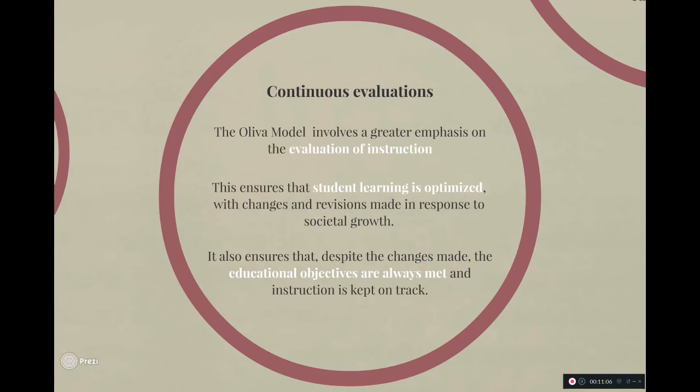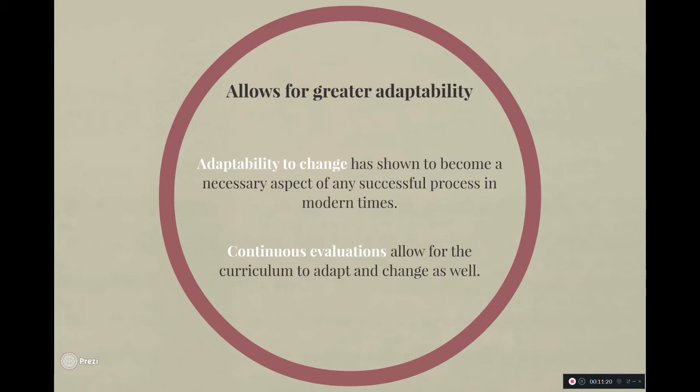It also ensures that, despite the changes in instruction employed to address different communities and ages, the educational objectives are continually met and the program is kept on track. This allows for a fluid curriculum. Based on the current global climate in wake of the coronavirus pandemic, adaptability to radical change has shown to become a necessary aspect of any successful process. Whether the issues involve a global pandemic or changing economic and social societies, the Olivia model ensures that constant revision and evaluations allow for the curriculum to continue to adapt and change as well.